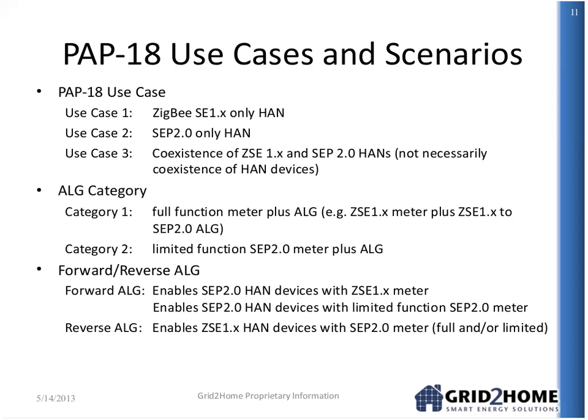And from those 3 use cases, you want to be able to create some of the bottom ones. So using the ALGs, what we call category 1 is a full function meter plus an ALG. In other words, you have a SEP1 meter, keep it a SEP1 meter, don't upgrade the meter, and then you need an ALG, and then you can add SEP2 devices into the HAN. Limited functionality category 2 is when you limitedly upgrade to SEP2, but then you might need a reverse ALG because you've got devices that may be on a SEP1 HAN.